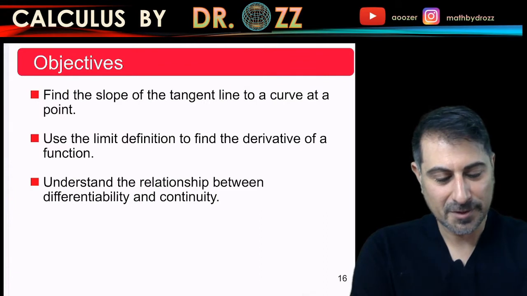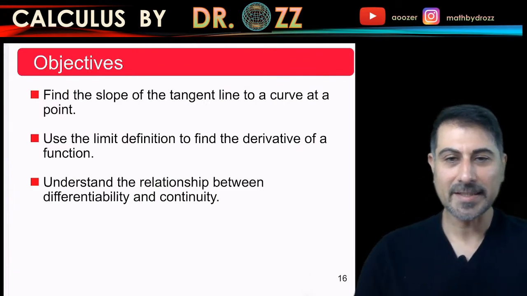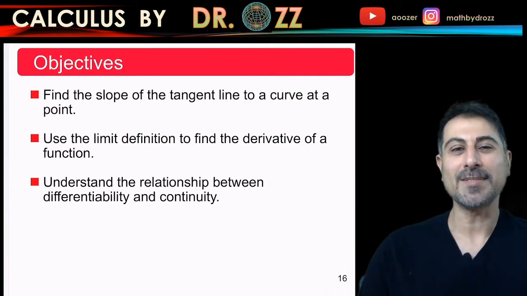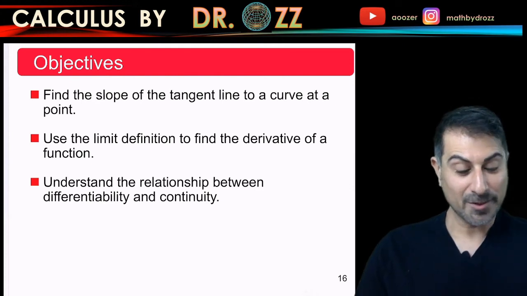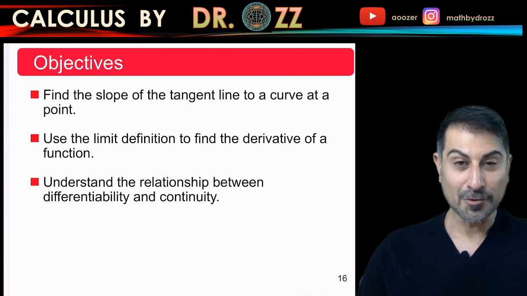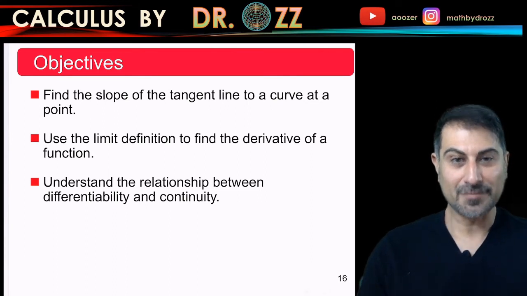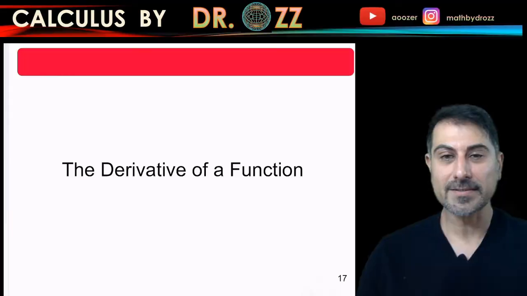Alright, in the first video, we used the limit and secant line concept to find the slope of the tangent line to a curve at a point. And what we're going to do next in this video is to use the limit definition to find the derivative of a function. Alright, let's start.